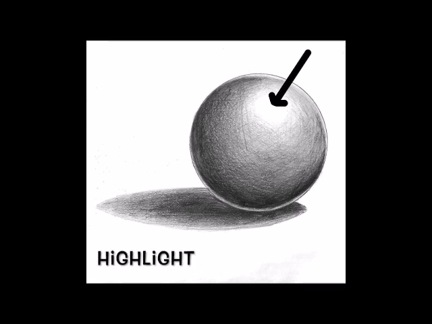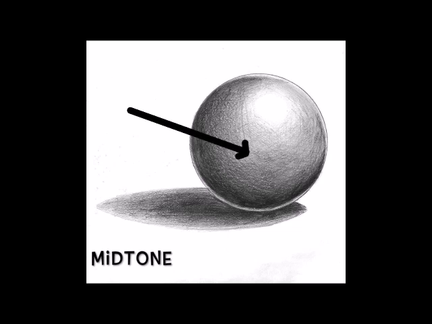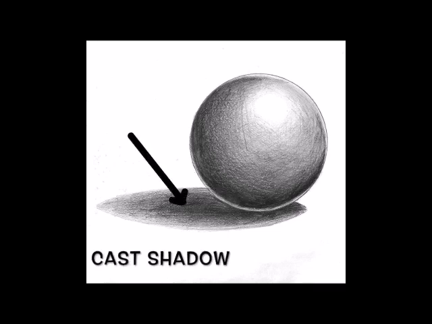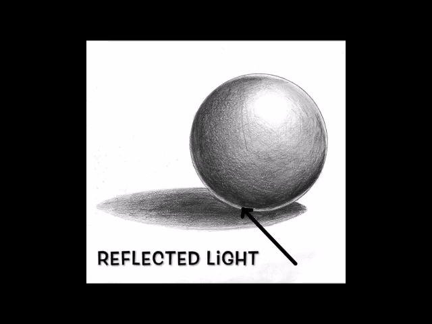First, there's the highlight, where the light source first hits the object. The midtone, the transition between the core shadow and the highlight. The core shadow, the shadow on the object. The cast shadow, the shadow the object casts. And the reflected light, the light between the core shadow and the cast shadow.